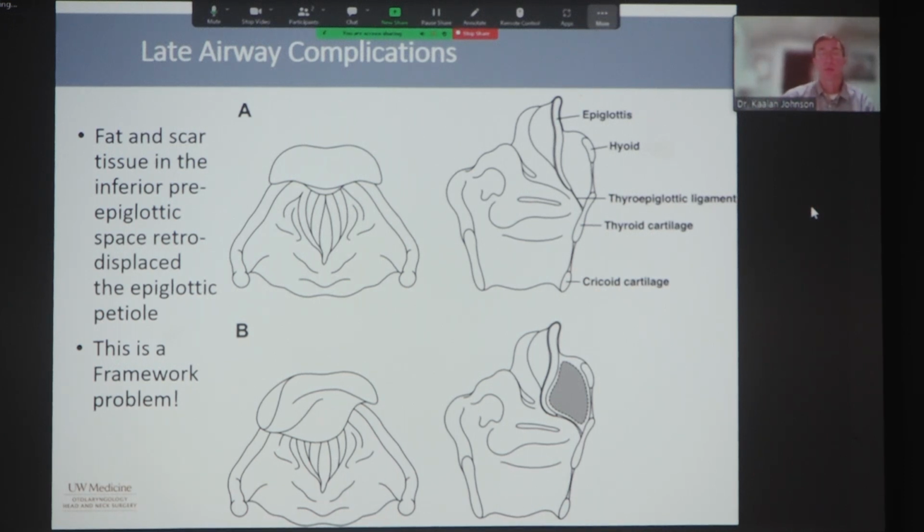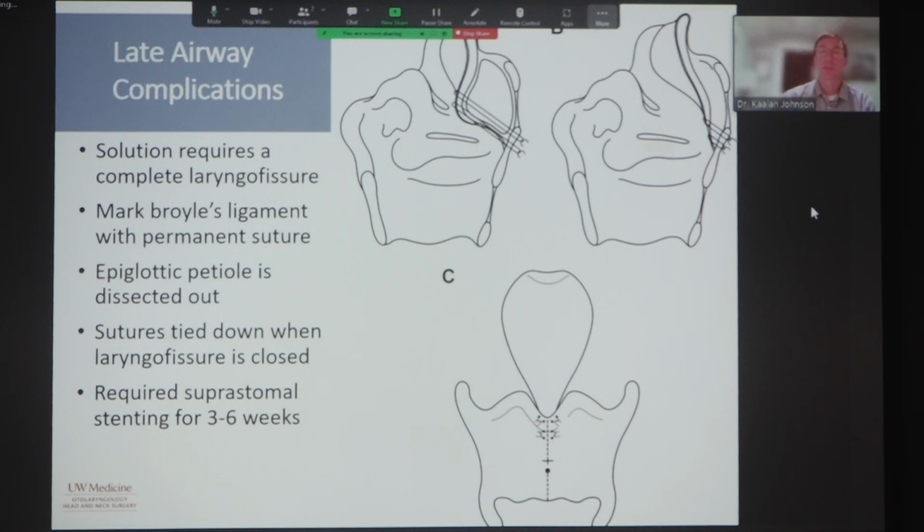So the petiole repositioning was the first step. This is the epiglottic petiole, which is normally up here with lots of space, but can prolapse back and cause this obstruction, which if it's here is asymptomatic, but for him it was actually all the way back touching his arytenoid and was quite symptomatic. And this is a framework issue. So you can go in, do a complete laryngofissure, and actually place sutures through this epiglottic petiole to tie that up to your thyroid cartilage as you close your laryngofissure.